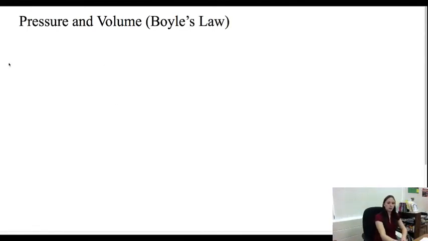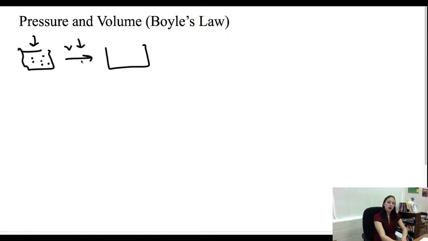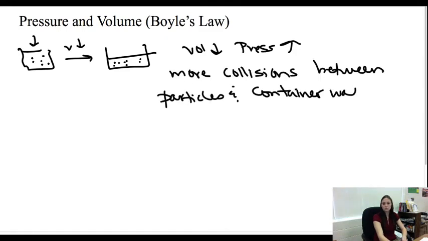If we talk about pressure and volume, if I have a container and I'm going to change it to another container, if I take this container with my gas particles in it and I decrease my volume, so volume is going to go down. As the volume goes down to a smaller size, the particles that I had originally are closer together because they have less space. If they have less space to move around in, they're going to collide more. So as my volume goes down, my pressure goes up because there are more collisions between the particles and the container wall. So that's pressure and volume, inversely related.